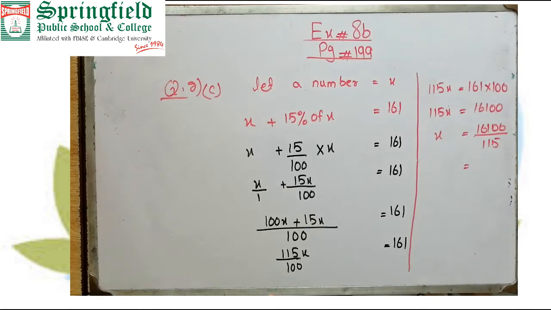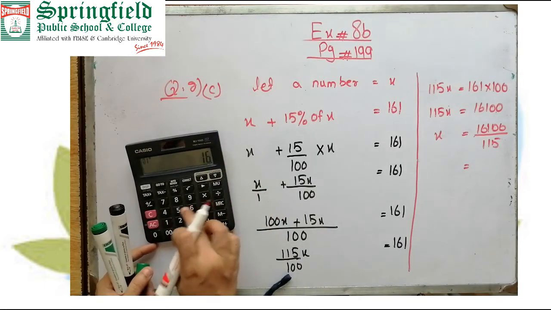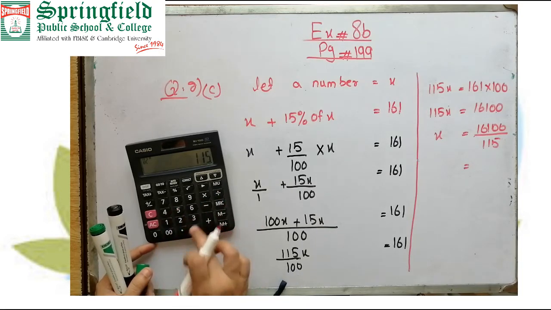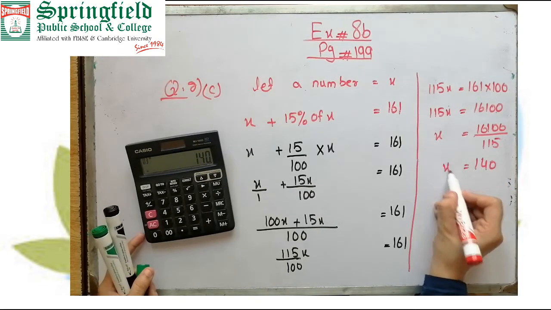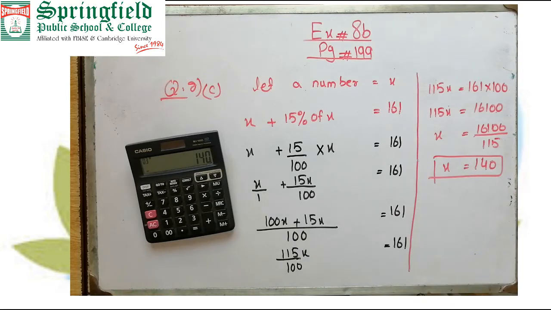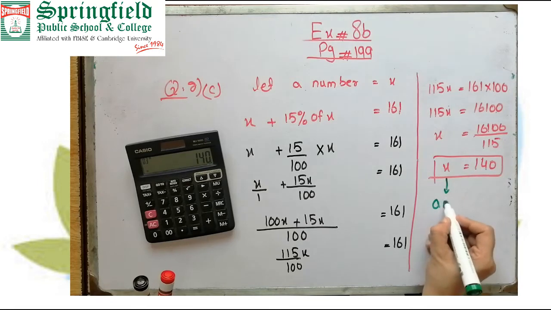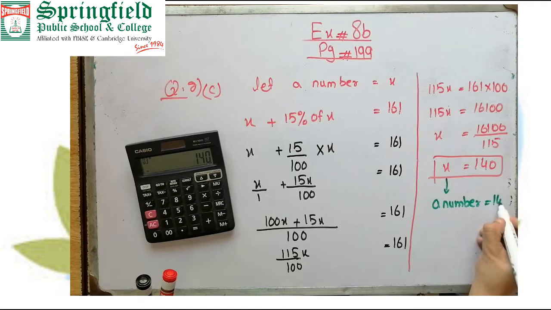So what will be the answer when we divide 16100 by 115? 140. And this is your final answer. And the number is 140. Understood, beta?